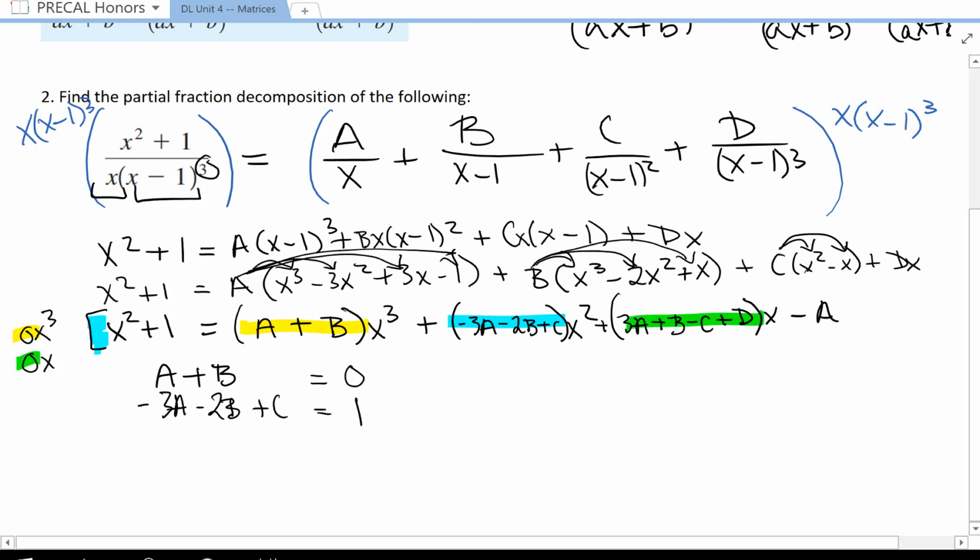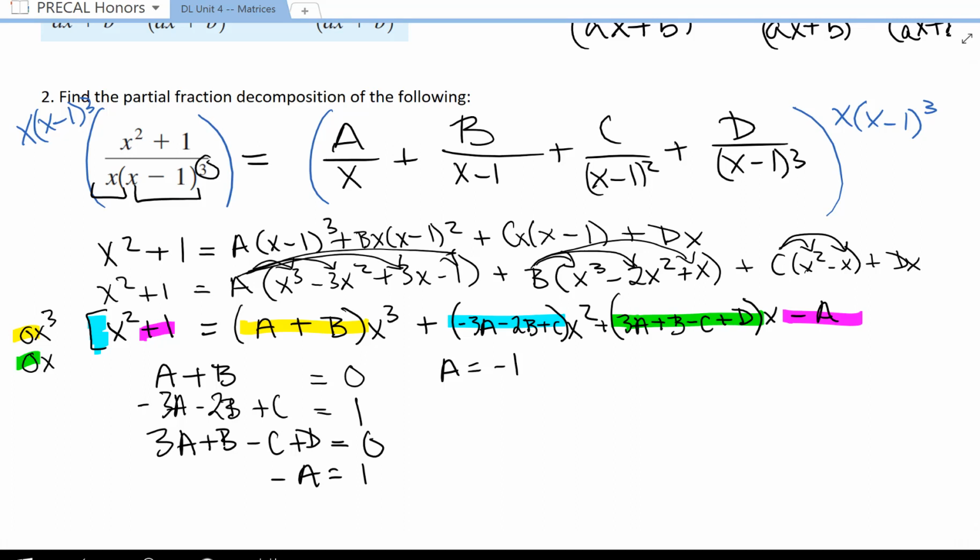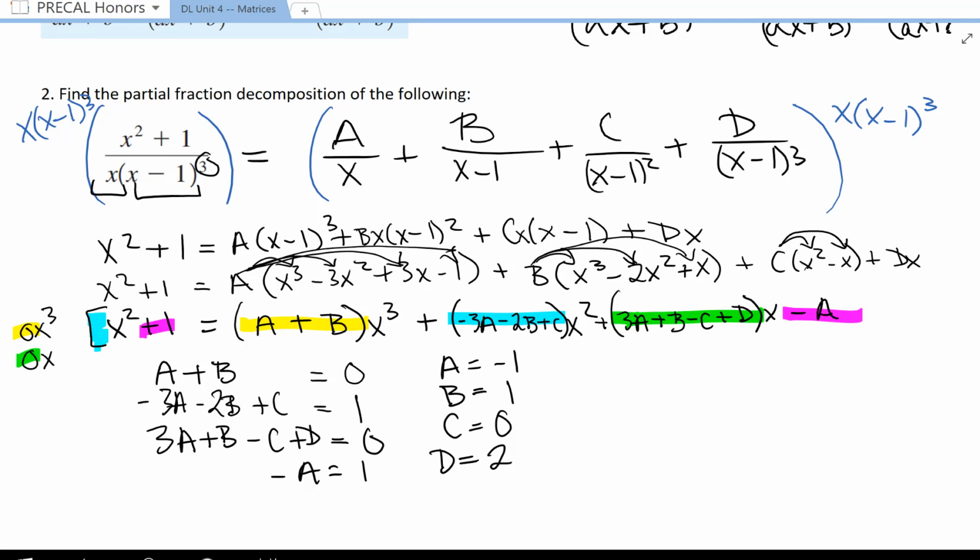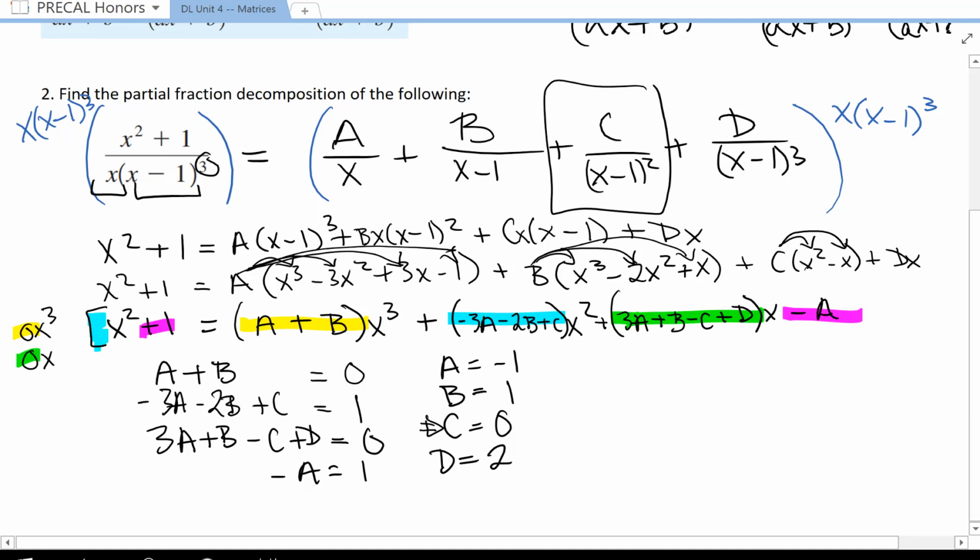Coefficient for the x, that's 3a plus b minus c plus d equals 0. And finally, your constant equals your constant. Negative a is equal to 1. Yay, we actually get a through back substitution. We don't have to do any row operations here. A is negative 1, and continue to back substitute. So in your partial fraction decomposition, because c is equal to 0, this fraction would just not exist, and your final answer is this. There you go.